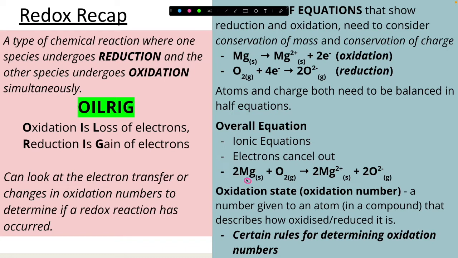So in this instance, we've got elements in their standard state, so they're going to be neutral, 0, and then we've got ions here, so we're going to be +2 and -2. And we can observe how these oxidation states are changing. We have the oxidation, where the oxidation number is increasing, and the reduction, where the oxidation number is decreasing.